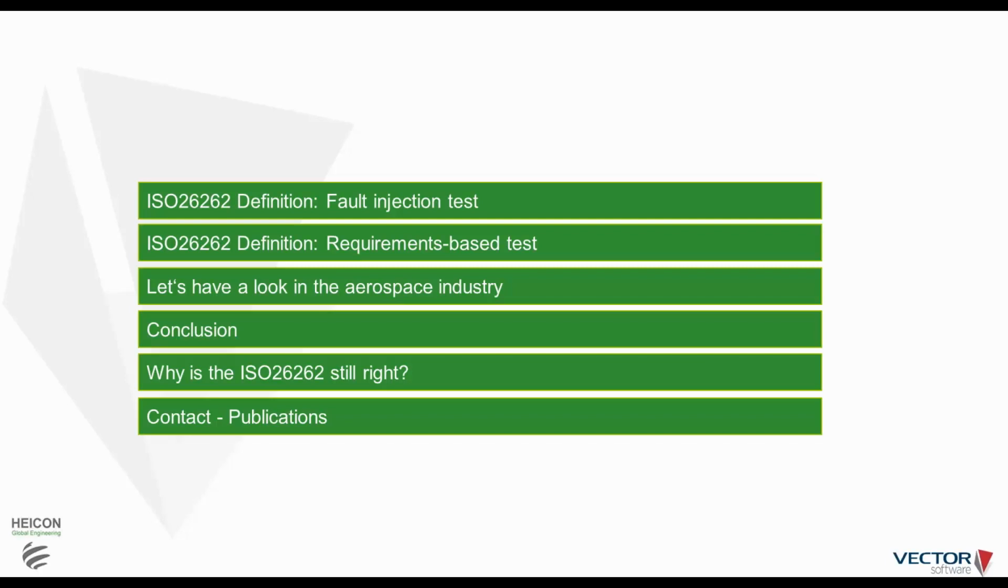The rough content of the presentation is here. First of all, the definition of both statements, fault injection and requirements-based testing. Then we will have a quick look at the aerospace industry, so it's a different industry, how they are doing in this area. Conclusion, still about 26262, why is it there like it's written there? Yeah, there are good reasons. And finally, contact and my publications.